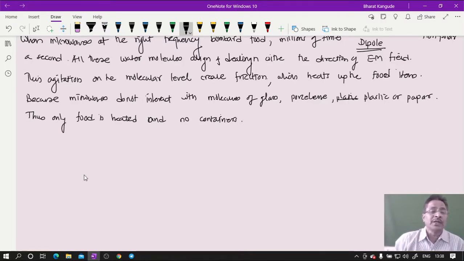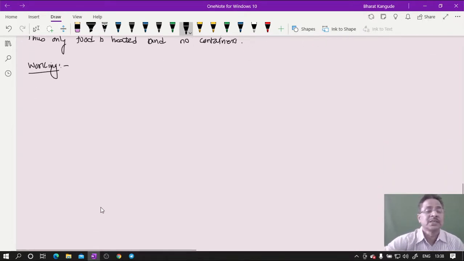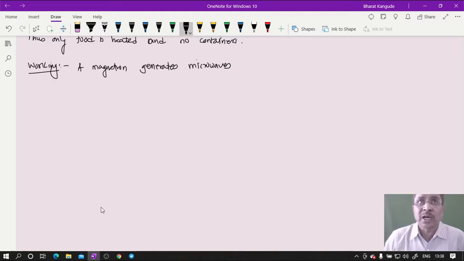Okay, now how it works, that was the working principle. Now the working takes place in the following manner. A magnetron, this is shown in the diagram. A magnetron generates microwaves. Okay, we are not looking at the mechanism of how a magnetron generates microwaves, that is not our part of study. आपल्याला त्याची गरज नाहीये. फक्त मॅग्नेट्रॉन मुळे मायक्रोवेव्ह जनरेट होतात, एवढं आपल्याला माहित असलं पाहिजे.